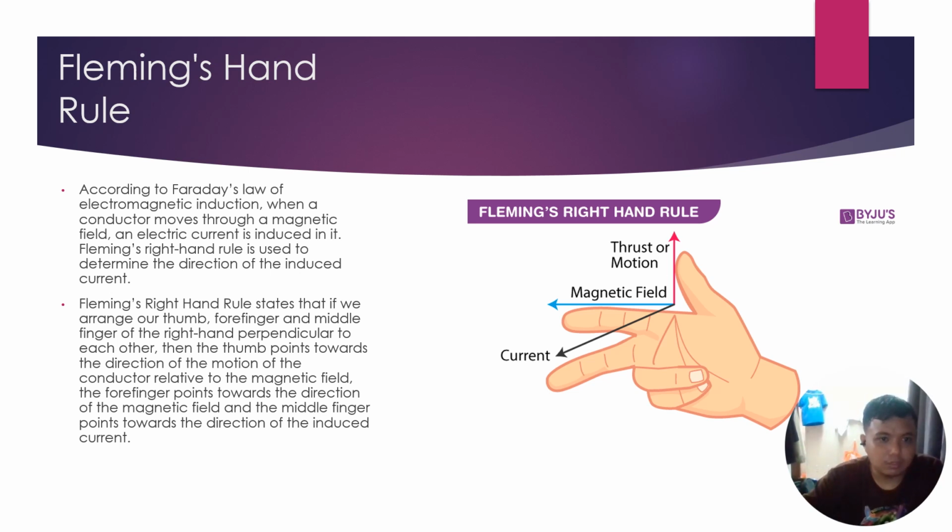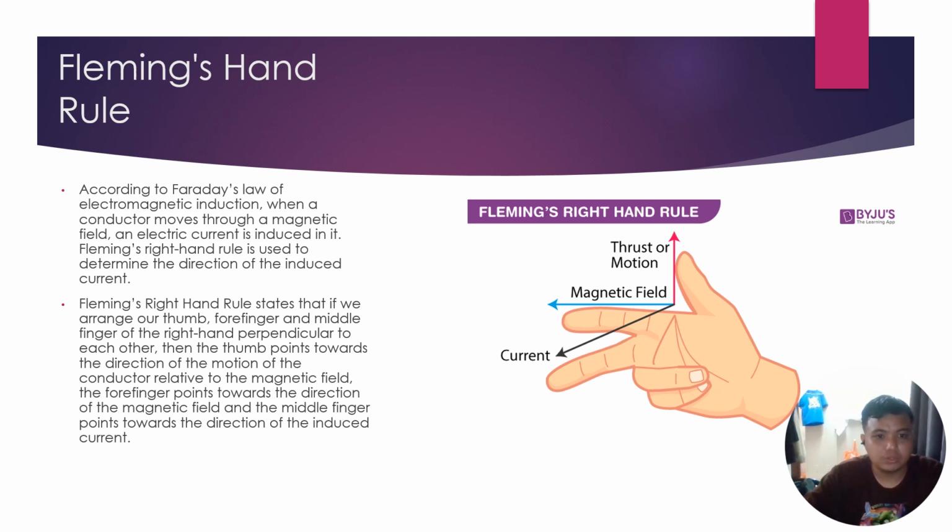Following the law of electromagnetic induction, when a conductor moves through a magnetic field, an electric current is induced in it. Fleming's right-hand rule is used to determine the direction of the induced current. It says that if we arrange our thumb, forefinger and middle finger of the right hand perpendicular to each other, then the thumb points towards the direction of the motion of the conductor relative to the magnetic field.